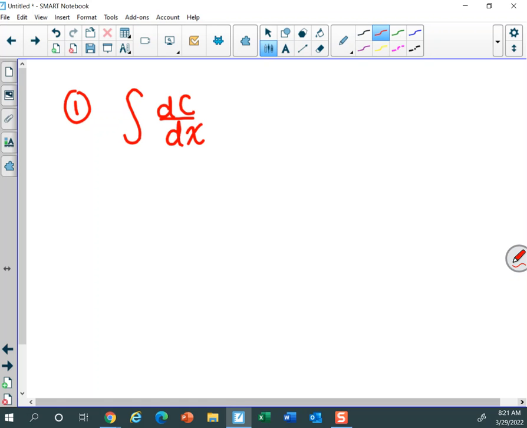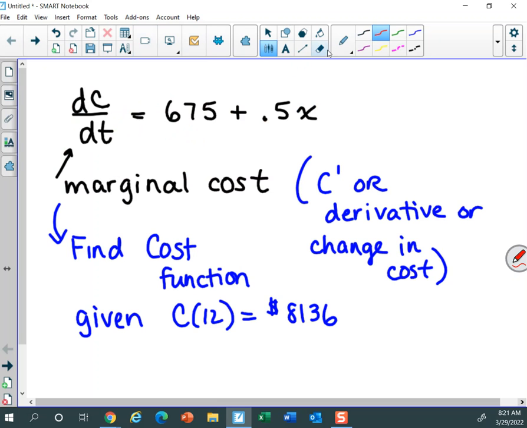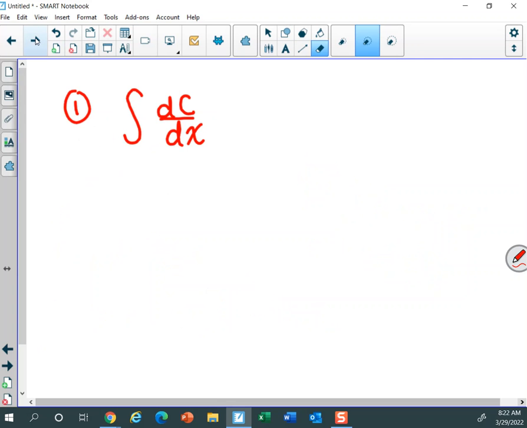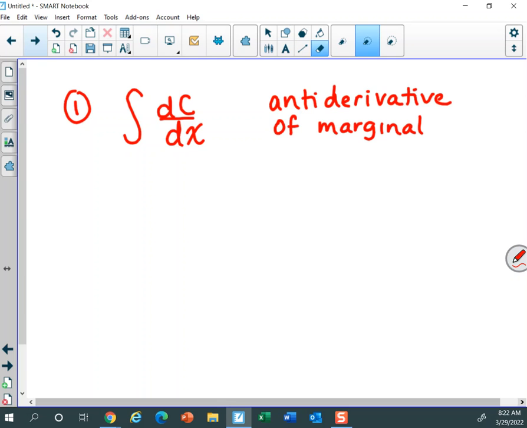And I think, did I write this with a T? I apologize. Nope, yeah, I did. Sorry about that. That should be an X. All right, so our first step is we're going to find the antiderivative. The antiderivative of the marginal function is the function. Okay, so the marginal cost antiderivative is cost, marginal profit's antiderivative is profit, marginal whatever's antiderivative is the whatever.